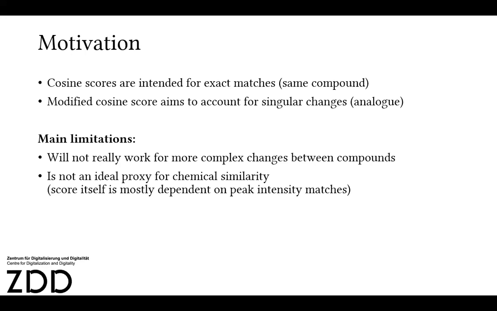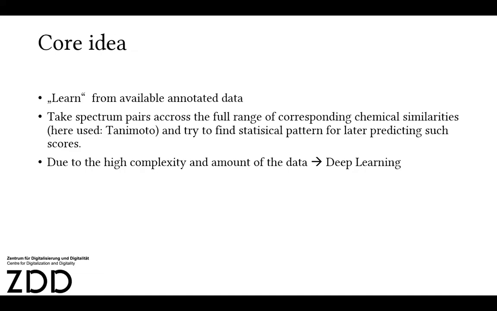And so we realized that we were actually after something different in the project. We were looking for spectra that belonged to compounds with high chemical overlap. So the core idea is that we aim to see if we can learn benchmarks from available annotated data. This means we take spectra from across the full range of chemical similarities, and chemical similarity is a whole field on its own, so I'm not going into details here. What is chemical similarity, how do you measure it, and so on. There's a whole debate that you could fill with this.